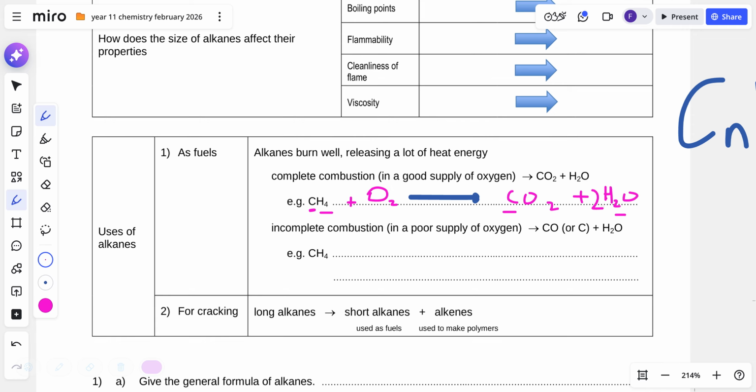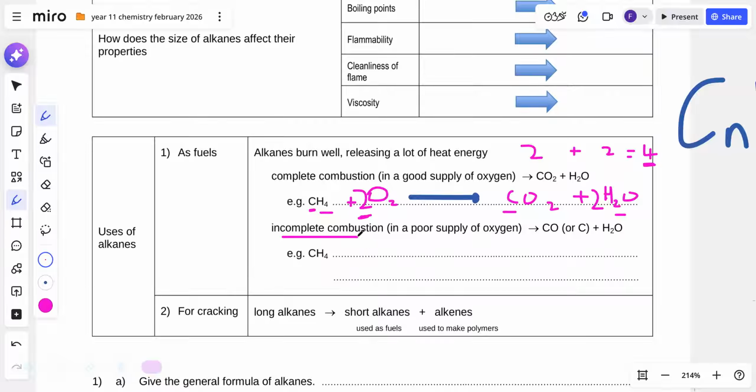Now, last part. Work out how many oxygens you have on the right-hand side. I've got 2 oxygens here, and 2 times 1, 2 oxygens there, so 4 in total. This is complete combustion. If I've got 4 oxygens on this side, I need 4 oxygens on that side. I put a big 2 there, because 2 times 2 is 4. I'm going through this quite quickly, because a lot of you managed to get most of this right.